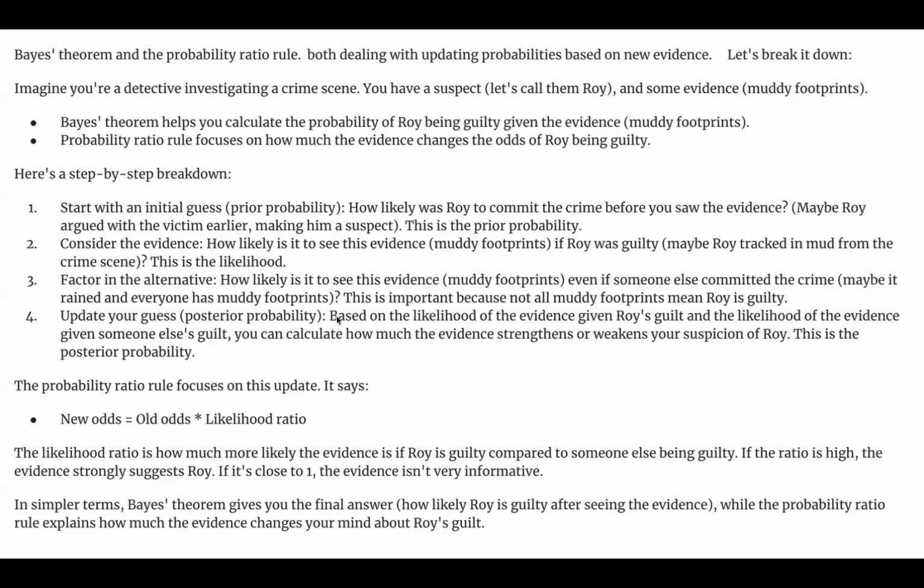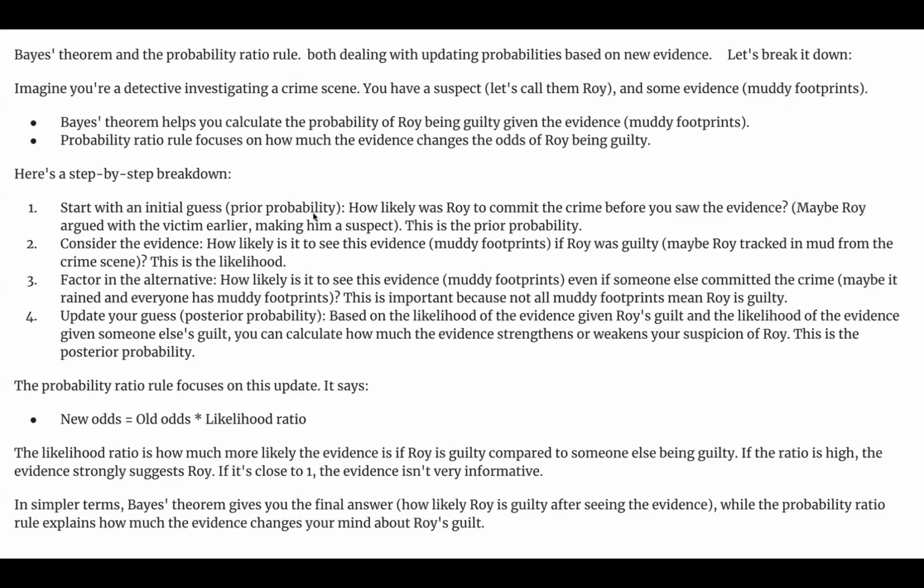Now, factor in the alternative. The alternative is how likely is this new evidence that we got, let's say muddy footprints, even if someone else committed the crime? Because it could just have happened that Roy just walked there, or it was somebody else's footprint. Just because the footprint matches his doesn't mean it's his footprint. Then update your guess based on this knowledge. That is the posterior probability.